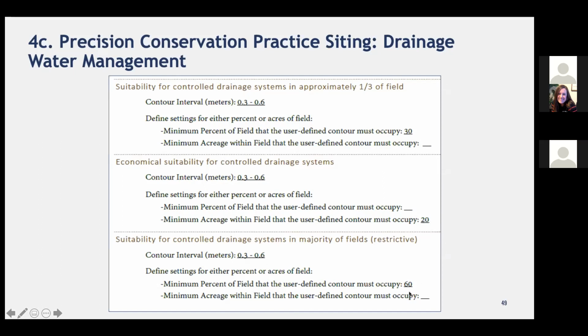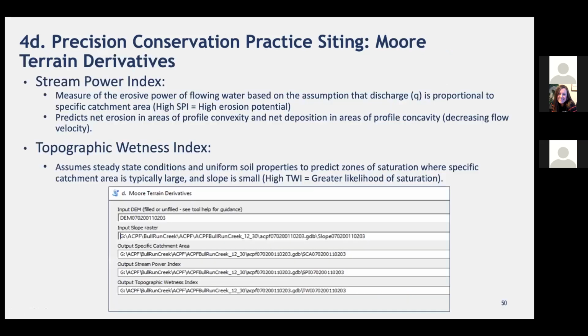So really try to think clearly about the purpose as you set forth some of those percentages. The next tool I'm going to talk about a little bit is precision conservation practice siting for more terrain derivatives. More terrain derivatives include the stream power index and the topographic wetness index.